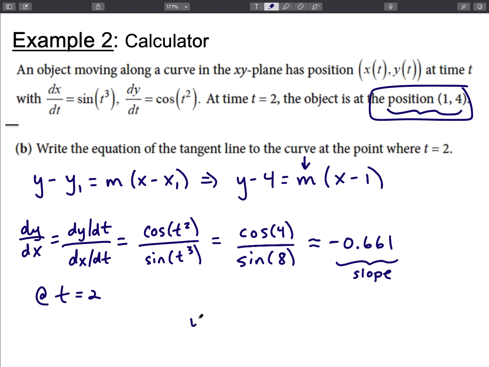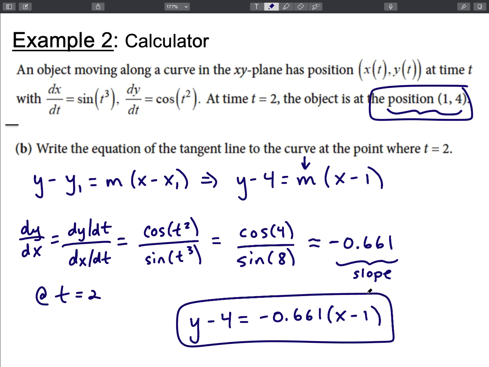So then to put down a final answer, we still have the y minus 4 equals. We're going to steal the slope that we just found, negative 0.661, and then times it by the quantity of x minus 1. So I'm thinking a final answer for part B. The equation of a tangent line is going to look something like y minus 4 is equal to negative 0.661 times the quantity of x minus 1. I don't mean to be repetitive, but feel free to pause the video if somebody wants to take a look at it, chat about it, or take a picture. Hopefully I'm not going too fast. Again, we've written the equation of a tangent line many times. So again, it's an old topic with a new twist.